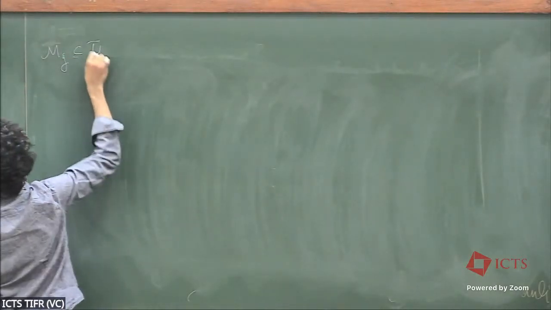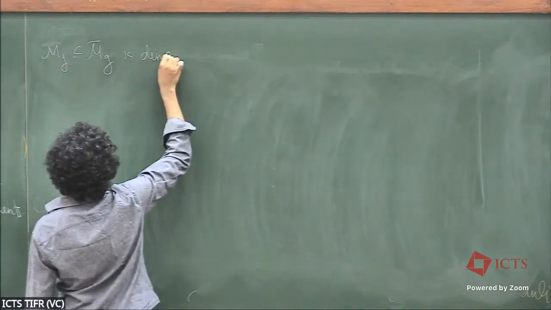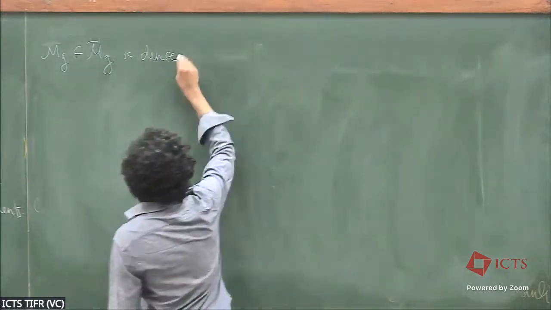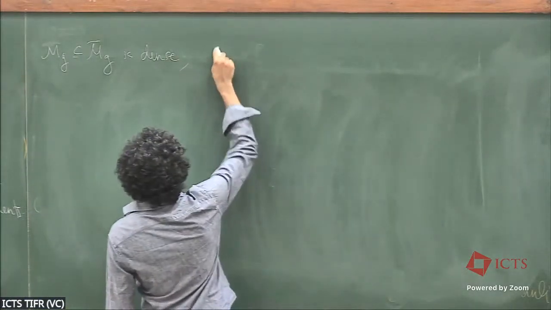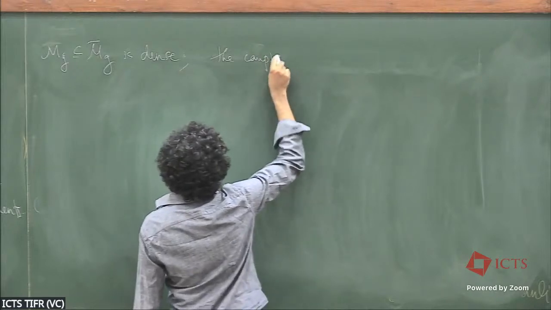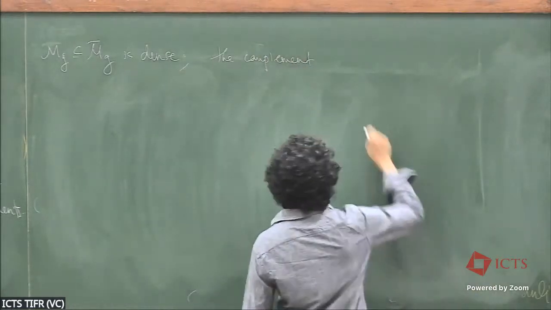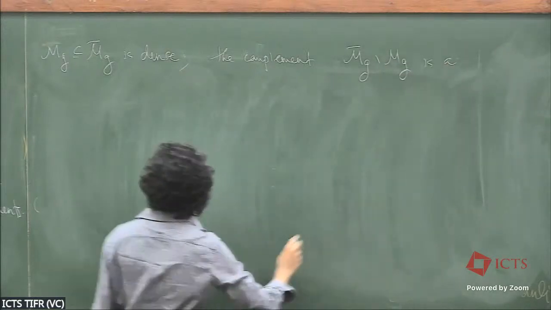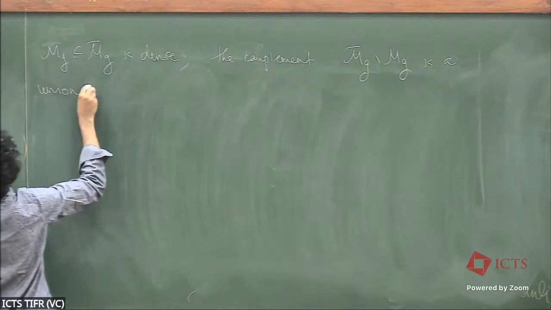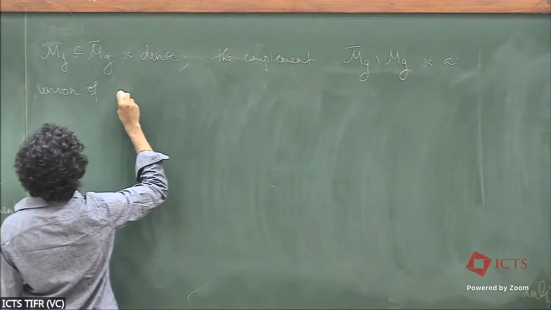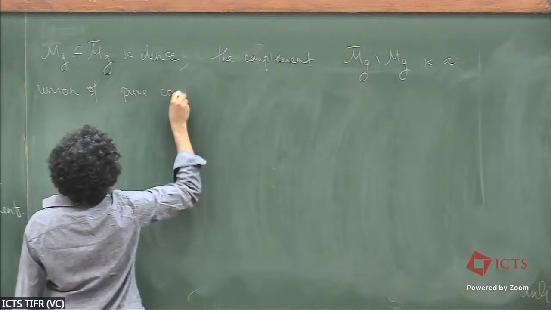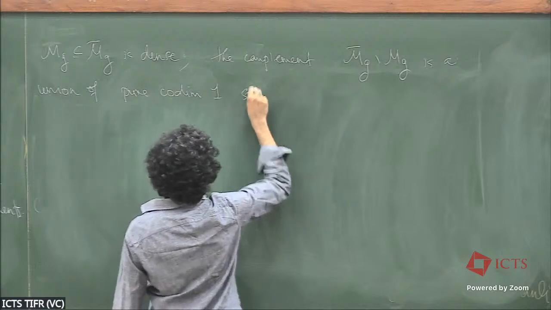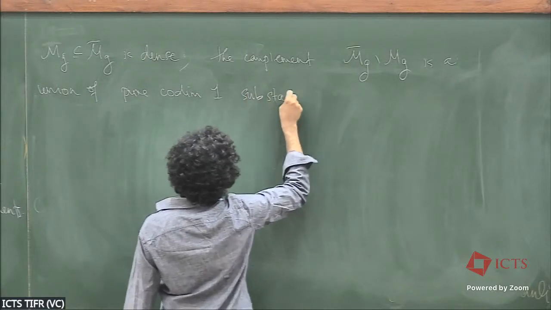MG inside MG bar is dense. So I'm only adding just a very small amount to make it compact. The complement, MG bar minus MG, is a union of pure codimension 1 subspaces, whatever, sub-varieties, substacks.